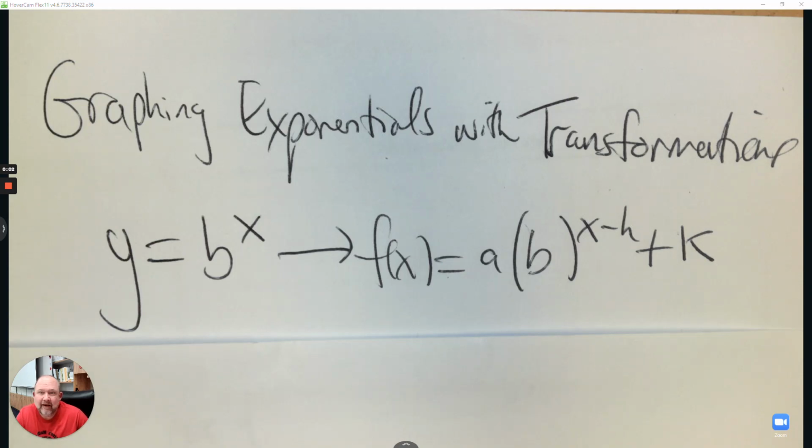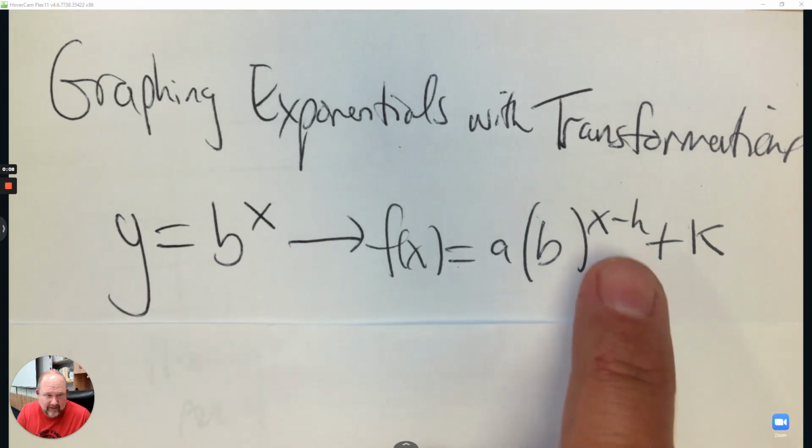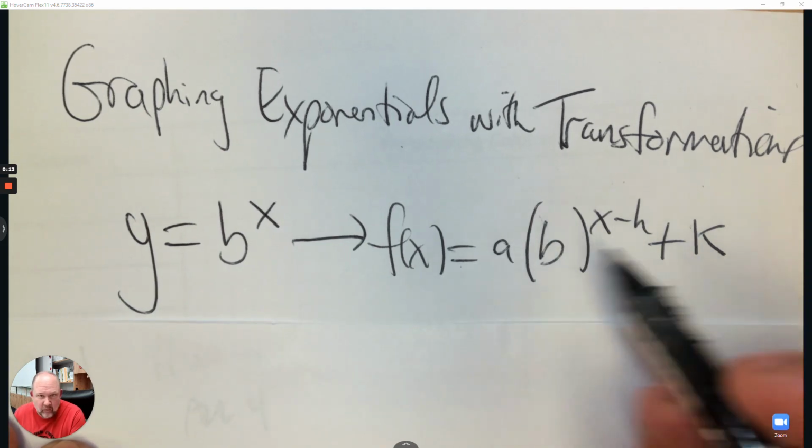All right, we're reviewing graphing exponentials with transformations. So we're taking a basic exponential and changing it by multiplying, adding, or subtracting in the exponent or after, and what each one means. So we're going to go one at a time here.